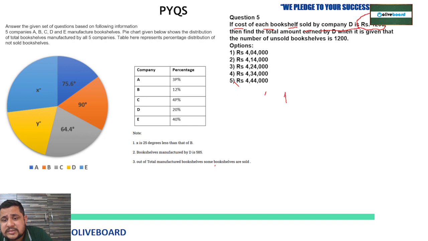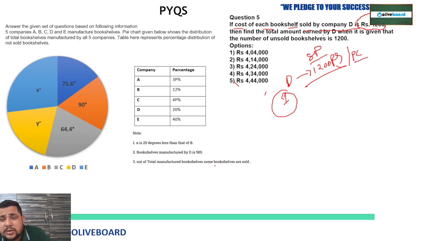So now a single bookshelf by D is sold at 1200 rupees. This is the selling price of each piece. Then find the total amount earned by D, given that the number of unsold bookshelves is 1200. So what is the total amount earned by D?